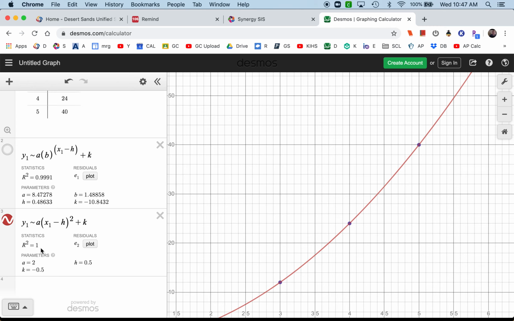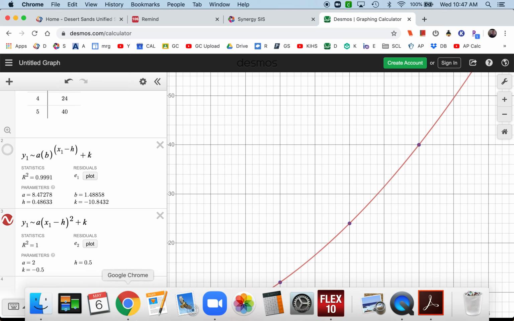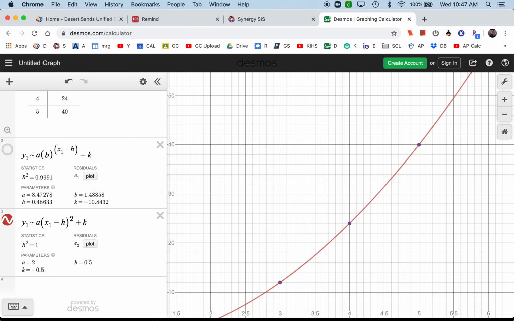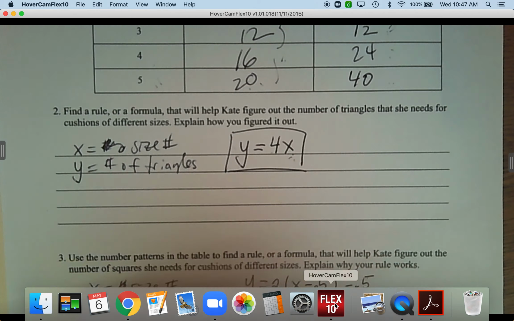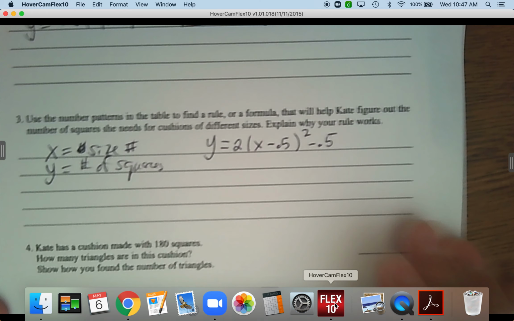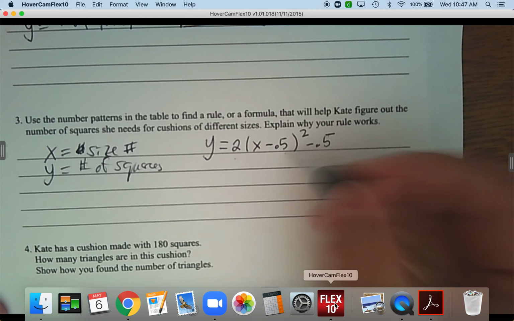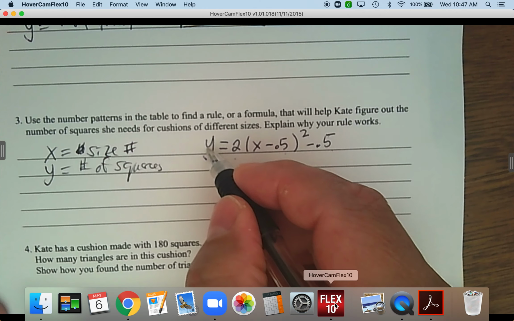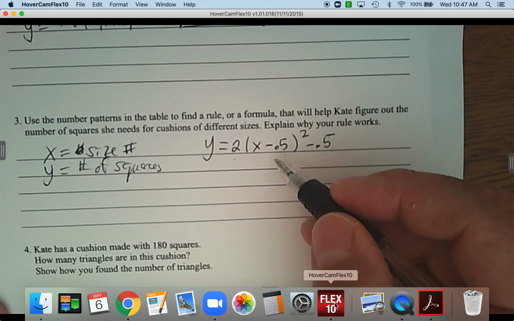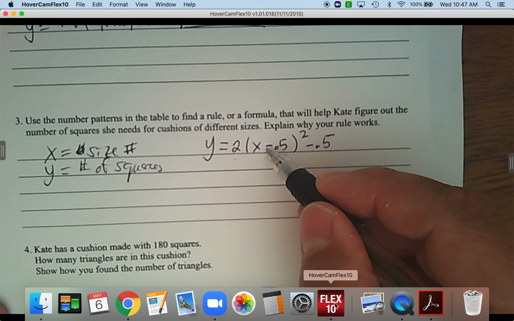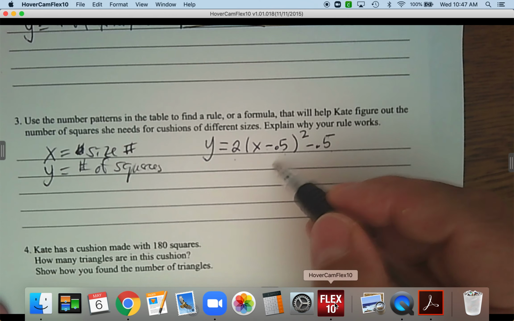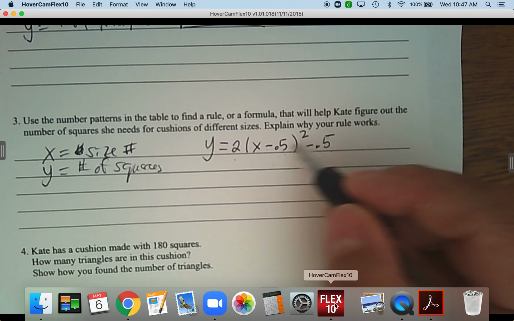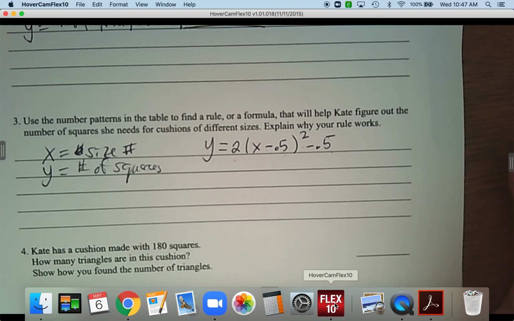And then I'm going to go x subtract 0.5 squared subtract 0.5. So let me go back to here so you can see that. So I got what A, H, and K equal. And now I want to know that this matches this. So in other words, if I plug in 1, if I go 1 take away 0.5, that's a half, squared, that's a quarter, 2 times a quarter is a half take away half. Does it actually fit what I'm looking for?